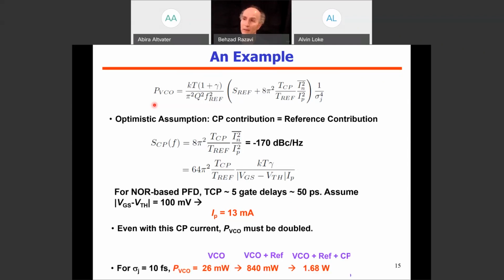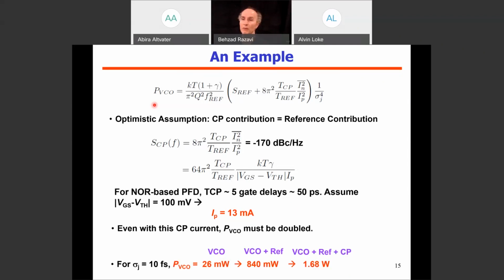So in summary, this is what we have observed. For a jitter of 10 femtoseconds, when we had only the VCO contributing, we had a power consumption of 26 milliwatts. That was okay. But then once we included the reference, we went up to 840 milliwatts. And now that we include the charge pump, we can go up to about 1.7 watts.